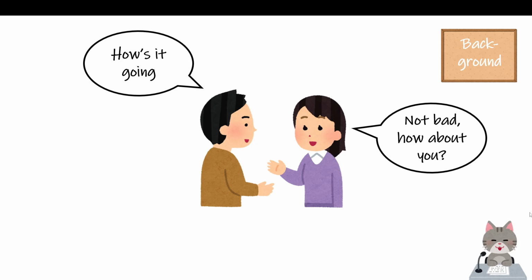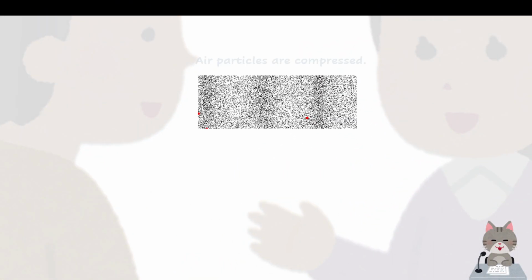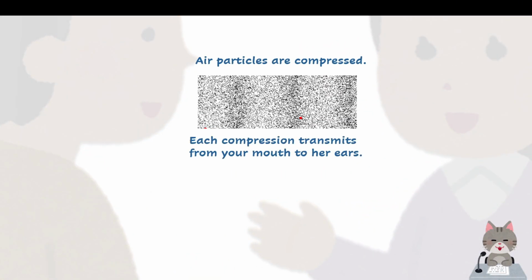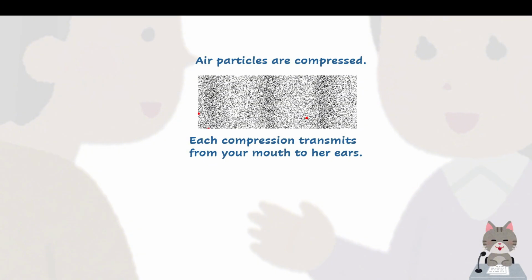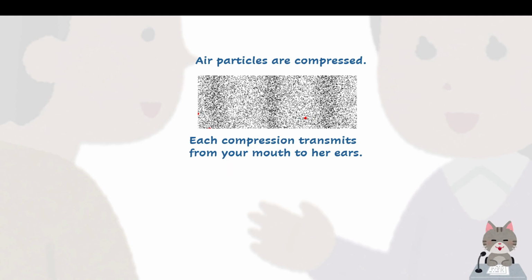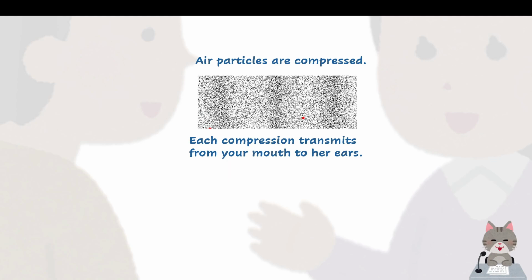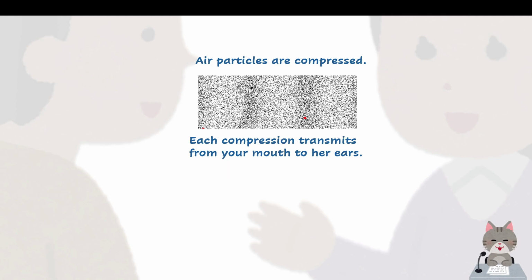So one day, you're having a chat with your friends, and in this case, sound is a type of pressure wave transmitting from your mouth to her ear. And during the transmission, it actually compresses the air particles. Different patterns of compression form different sounds. But sound itself is limited. You cannot hear a sound from far away.